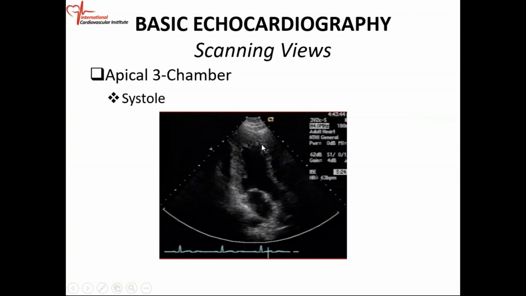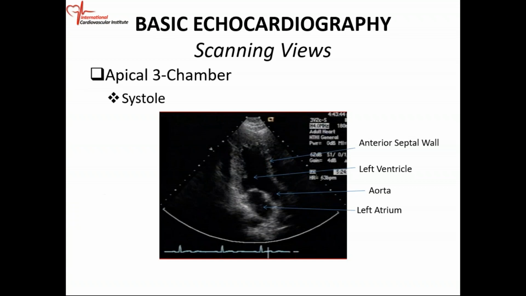This is your apical 3-chamber view, because you have the left ventricular cavity, the left atrium, and now you open the aorta. You have the aortic valve and the aorta right there. This is the apical 3-chamber view. Very important view again. This is your anterior septal wall. That's the LV cavity. That's your aortic valve, aorta and aortic valve is right there. Left atrium is right there. Mitral valve and the inferior wall. So that's your apical three-chamber view.